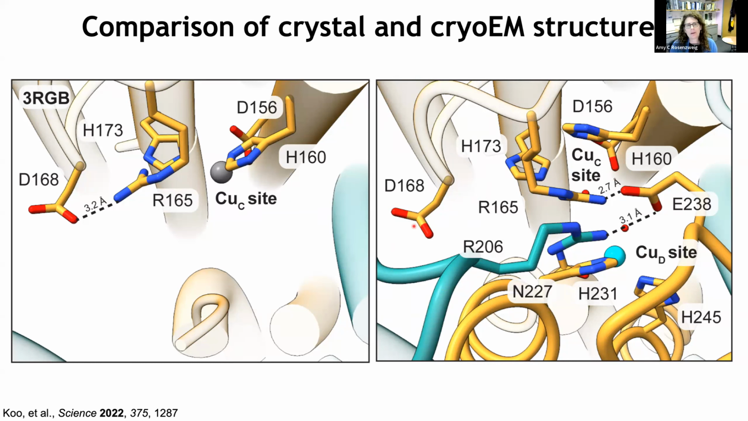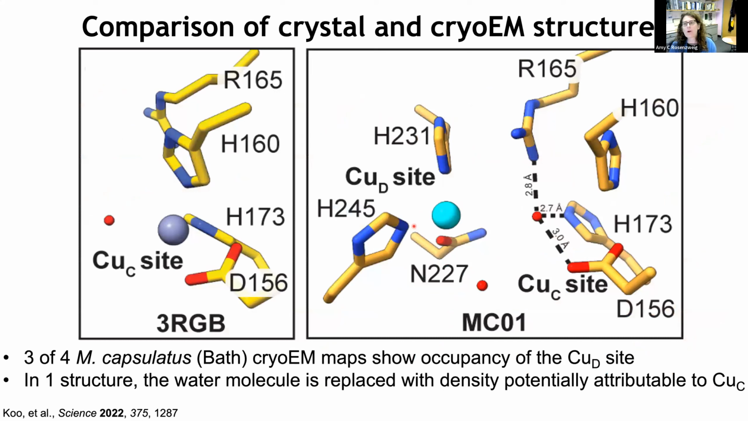And so this seemed crazy. And of course, I didn't believe it at first. And I made poor Chris get more cryo-EM structures, make more nanodiscs, collect more data. And he collected 4 data sets on the PMMO he was working on from this organism. And in 3 of the 4 data sets, this copper D site was occupied, and the copper C site was occupied only by a water molecule.